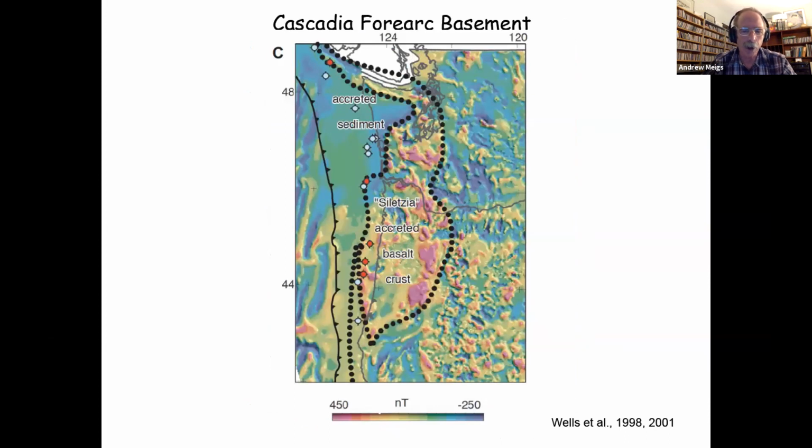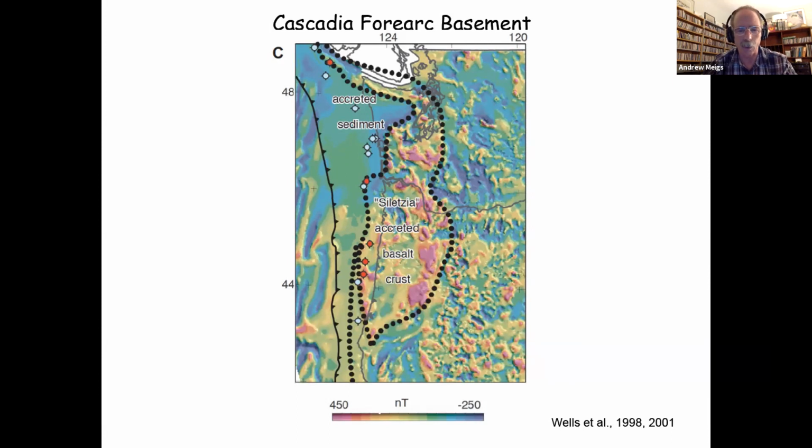The second part of North America that's important to know about is the composition or the major pieces of blocks that make up the North American plate. And the most famous was the subject of your field trip earlier this summer, the Siletzia terrane, or it's also called the Oregon Coast Block.